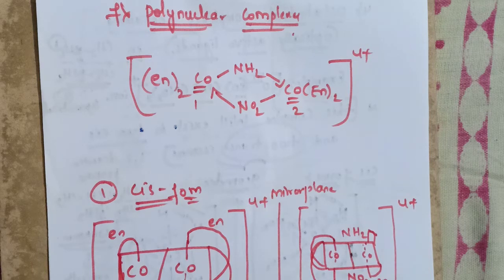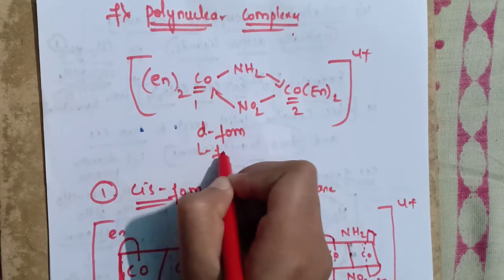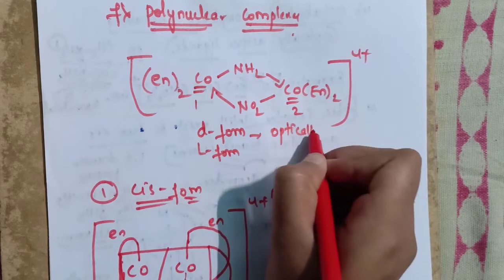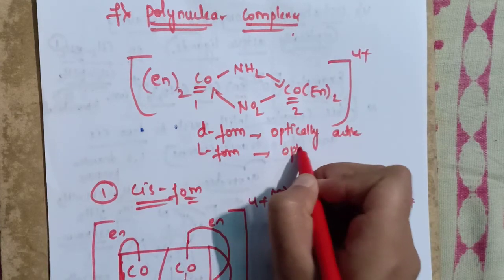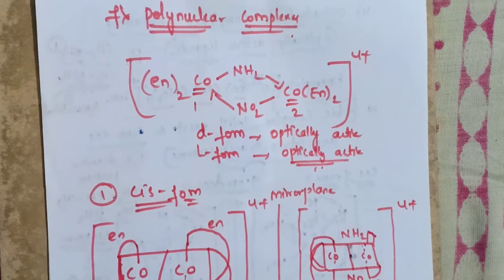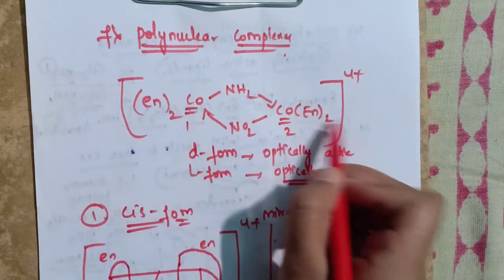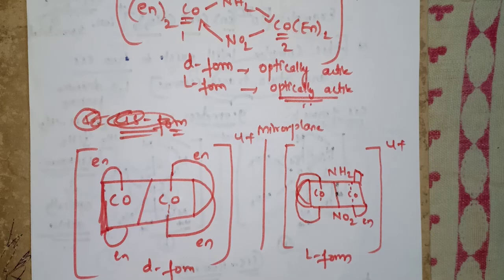They can exist in three forms, that are the D form and L form. This D form is also optically active and this L form is also optically active. I have shown the structure here. Here is Co, NH2, NO2, en2, like this, 4 plus. In this complex, the D form is optically active, the L form is also optically active.